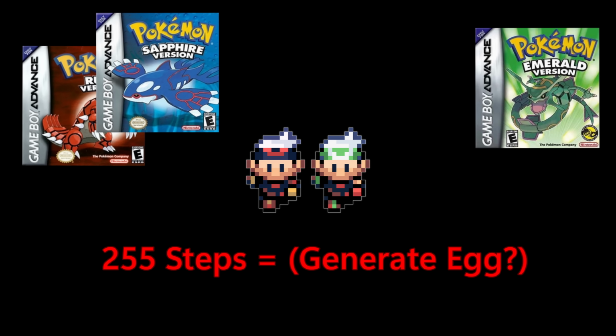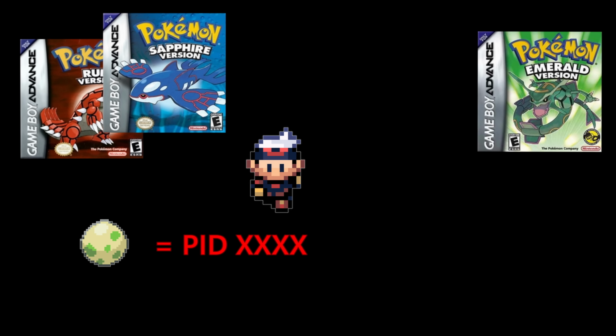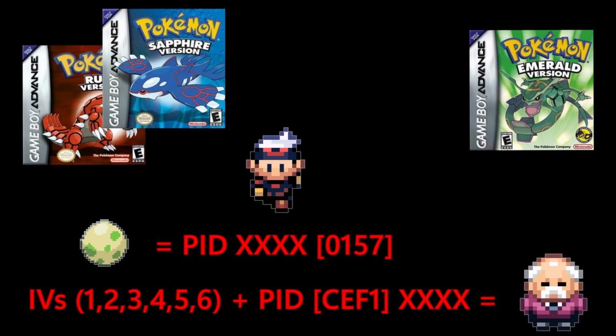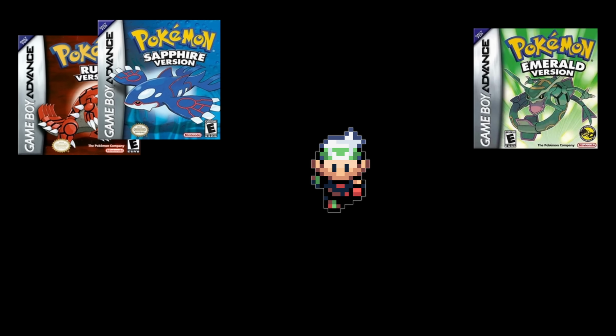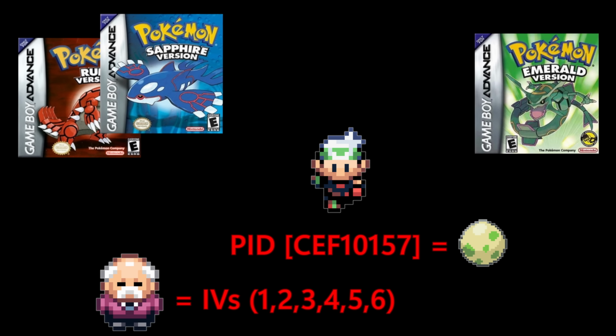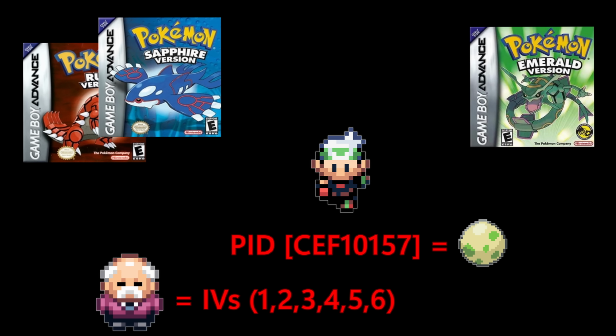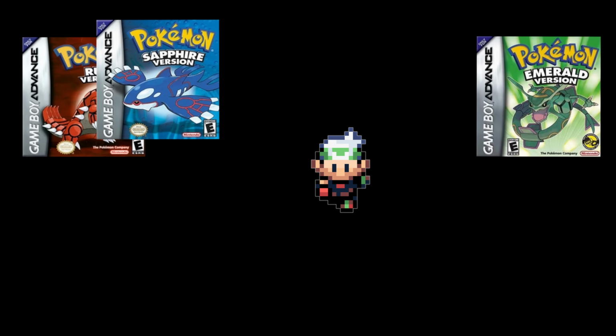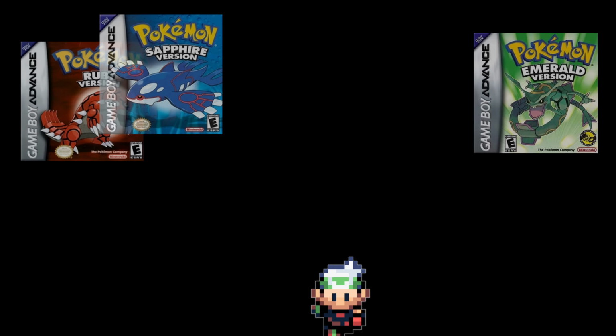When an egg is generated in Ruby and Sapphire, the first half of the PID is assigned to it, followed by the second half and the IVs upon receiving it. In Emerald, however, the entire PID is generated with the egg and the IVs are determined once received. This may sound like a small difference, but it has massive implications for the hunt. To see why, let's dive deeper into the RNG mechanics.